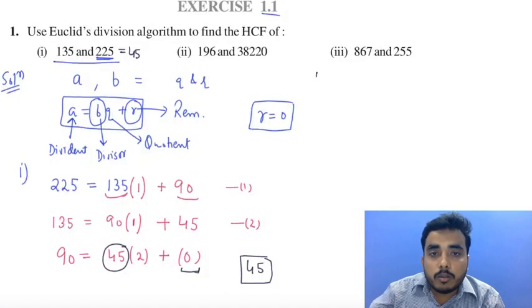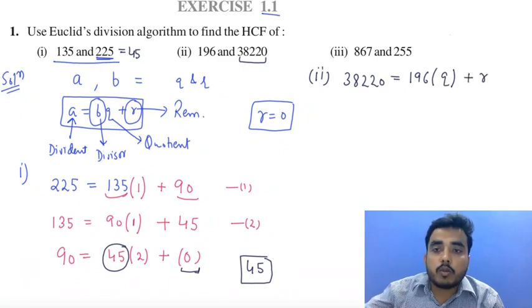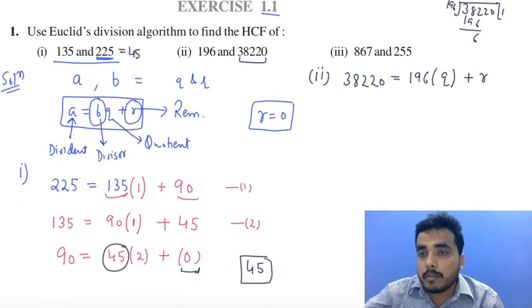Now let's do part number 2. In this case the greater number is 38220, so this will be our dividend. 196 will be our divisor. We need to find the quotient and the remainder. So dividing 38220 by 196, it will be dividing 1. So this is 196, this is 6, and the remainder will be 1862. So 1862 is on 2.